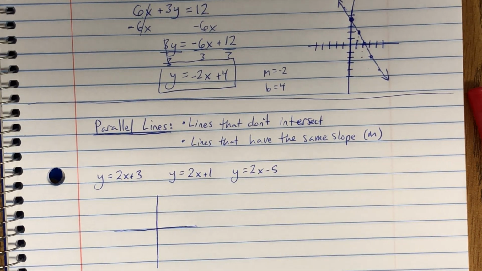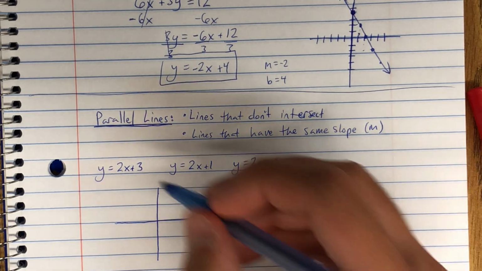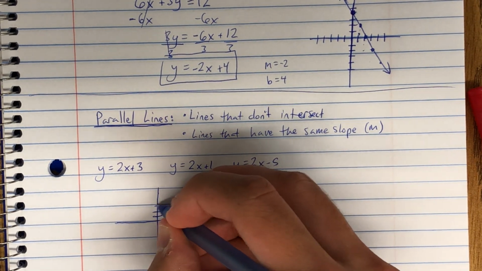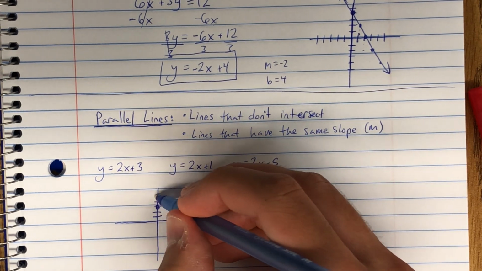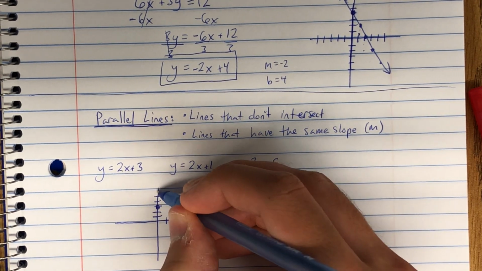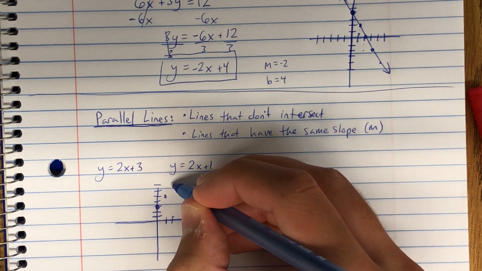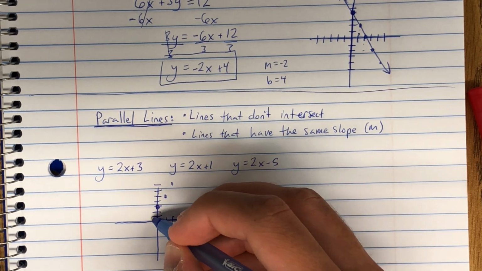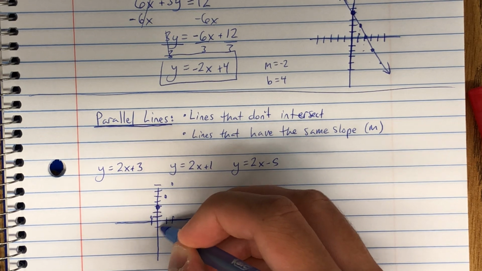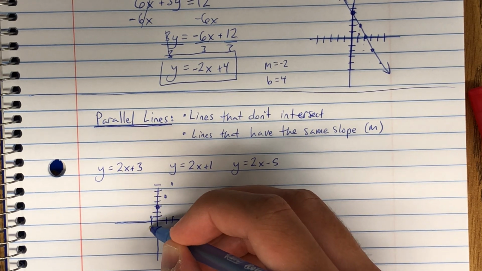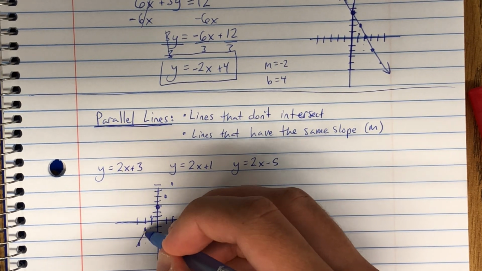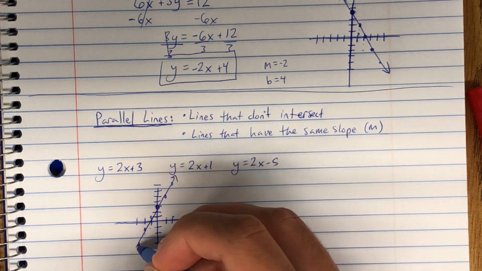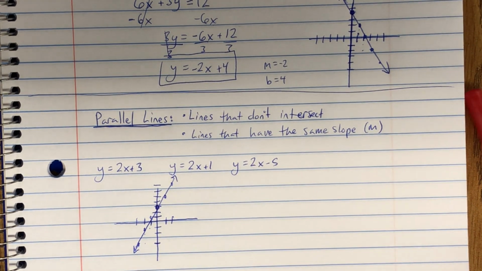And as we graph here, let's graph each of these. So we'll start with y equals 2x plus 3. We've got that y-intercept at 3 and a slope of 2. So that means we go up 2 over 1, up 2 over 1. And the same would be true in the opposite direction, down 2 over 1, down 2 over 1, and we'll go one more, down 2 over 1. So there's our first line, y equals 2x plus 3.